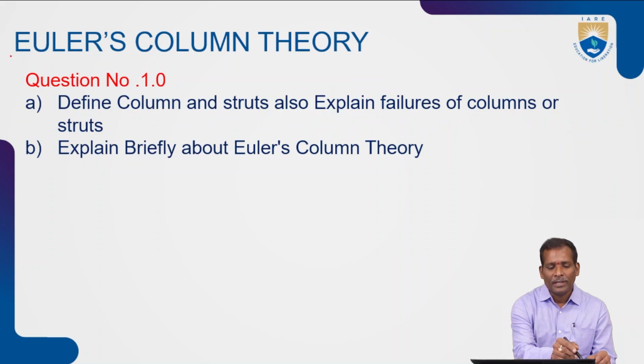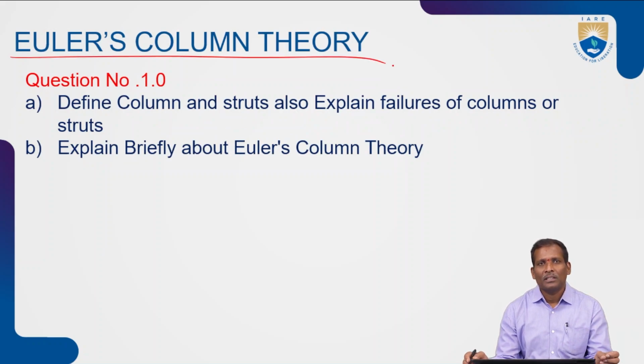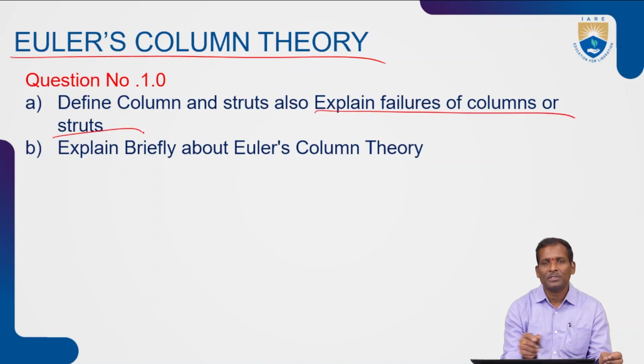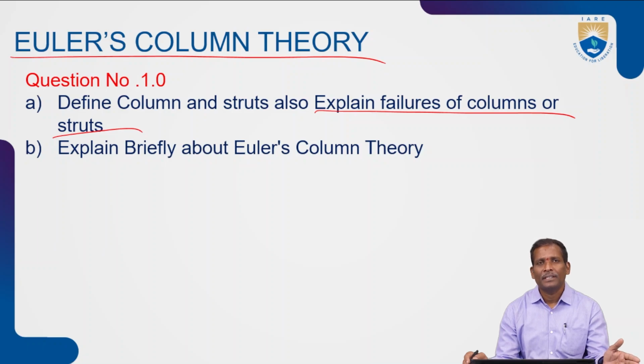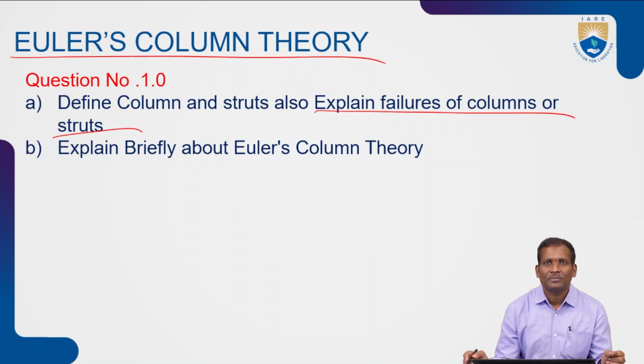Euler's column theory, question number 1, taken from the question bank: define column and strut, and also explain failures of columns or struts, when they will fail. First of all, how to write the definition of column and the definition of strut, and then explain failure conditions, when they will fail. That is the first part.